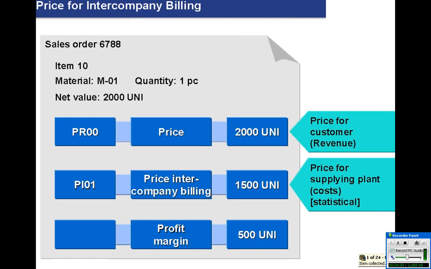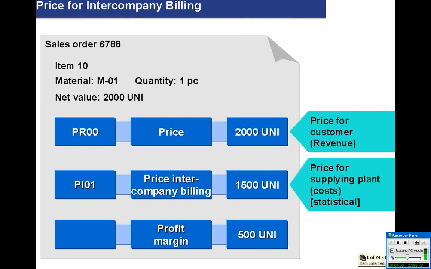Now the price for intercompany billing. The sales order says, for example, 788, item 10, material M01, quantity 1 piece, net value $2,000 US. PR00 is the pricing condition type in the customer pricing procedure. That is $2,000, which is charged to the customer. And then the next one, PI01, that is the condition type for intercompany billing. This will only populate in the intercompany invoice when the sales organization of one company code is issuing an invoice to the sales organization of the other company.